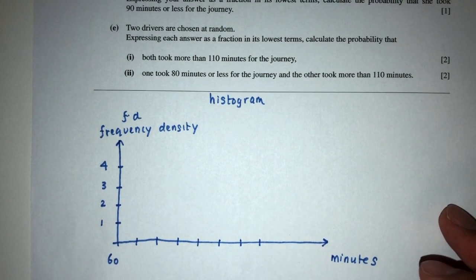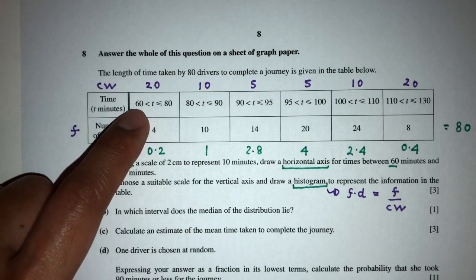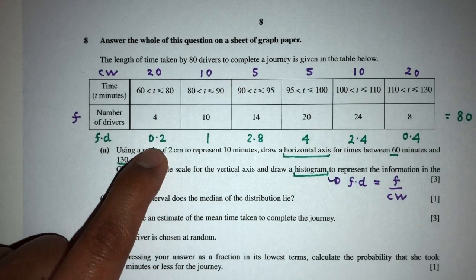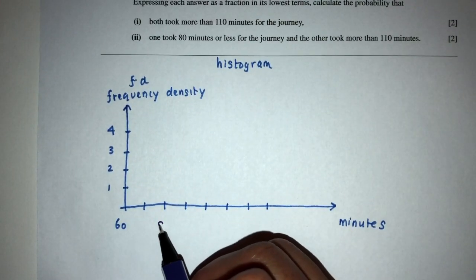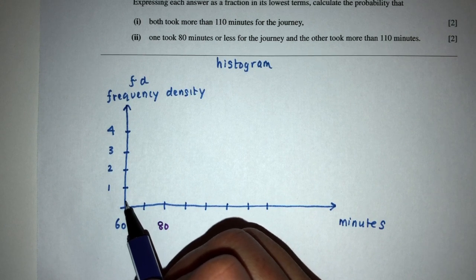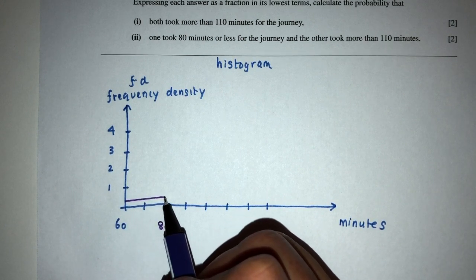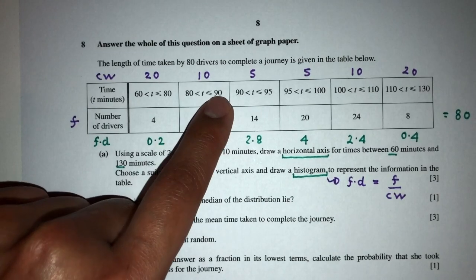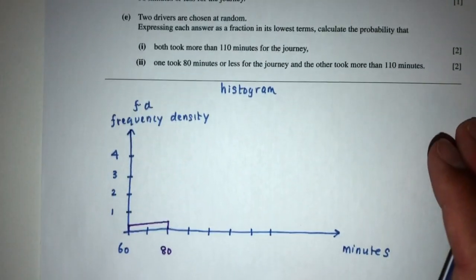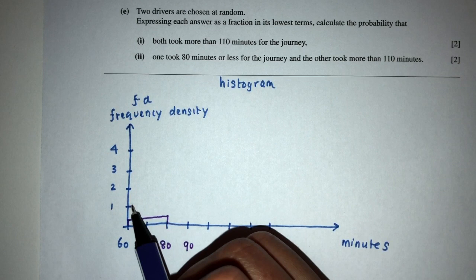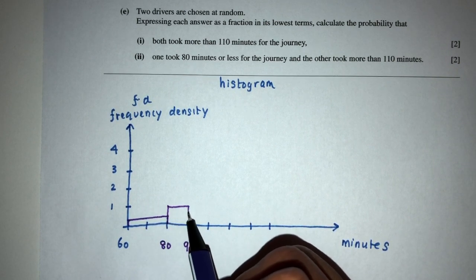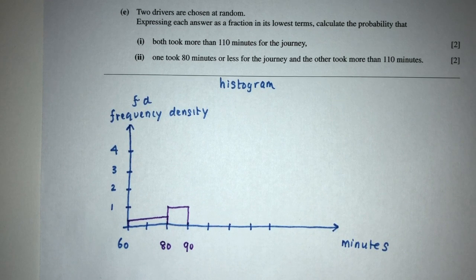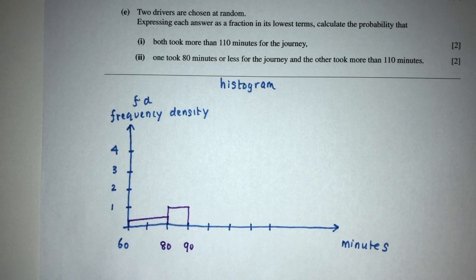Okay, so let's see for the first value. For the first class, we have 60 to 80. FD is 0.2, should be somewhere over here. Should be a straight line, should be a rectangle like this. Now 80 to 90, that should be 1, like this. Obviously you'll be using a ruler to draw the straight line. Because I don't have one, I am using just a freehand to draw these shapes.